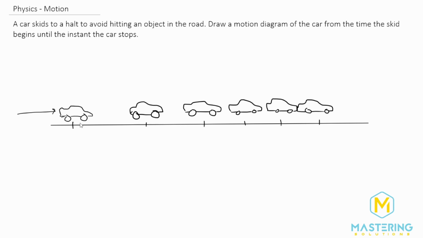So you can see that every time we drew a car, it was half of a second, half of a second, half of a second. But since the car was slowing down, the pictures are going to get closer and closer together. So this is a motion diagram of a car as it starts the skid to when it finally stops moving right here at the end of the motion diagram.